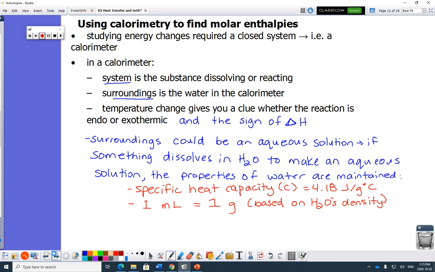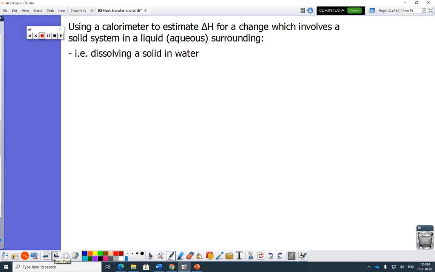Okay, so we're going to draw 2 pictures to help us visualize what's going on. I think, yeah, this title's okay. So, using a calorimeter to estimate delta H for a change which involves a solid system. If you have the notes printed off, there's 2 blocks. One of them is a solid, the other one is an aqueous system. So just make sure you're doing the solid system first.